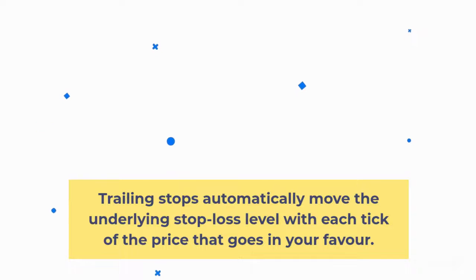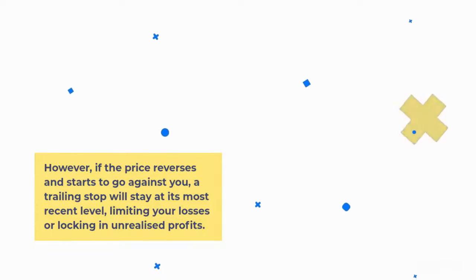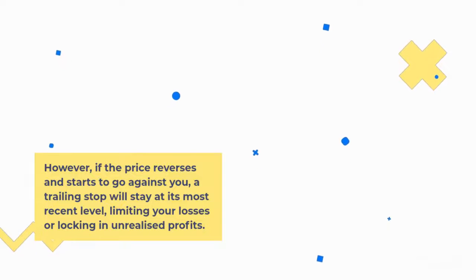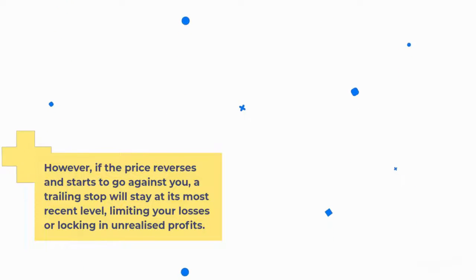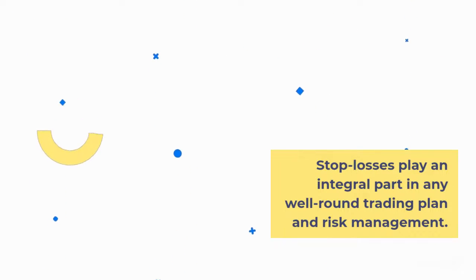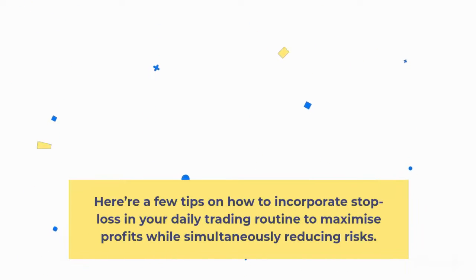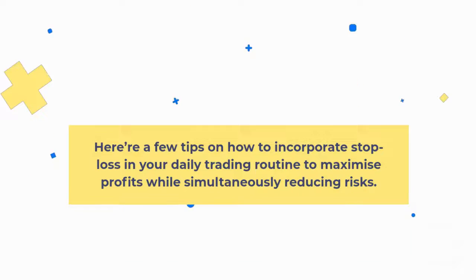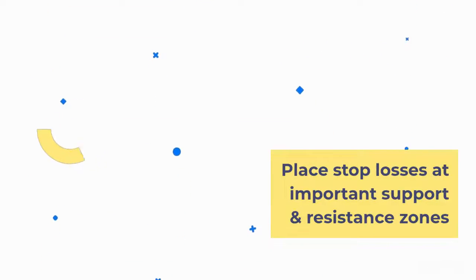Trailing stops automatically move the underlying stop-loss level with each tick of the price that goes in your favor. However, if the price reverses and starts to go against you, a trailing stop will stay at its most recent level, limiting your losses or locking in unrealized profits. Stop losses play an integral part in any well-rounded trading plan and risk management. Here are a few tips on how to incorporate stop loss in your daily trading routine to maximize profits while simultaneously reducing risks. Place stop losses at important support and resistance zones.